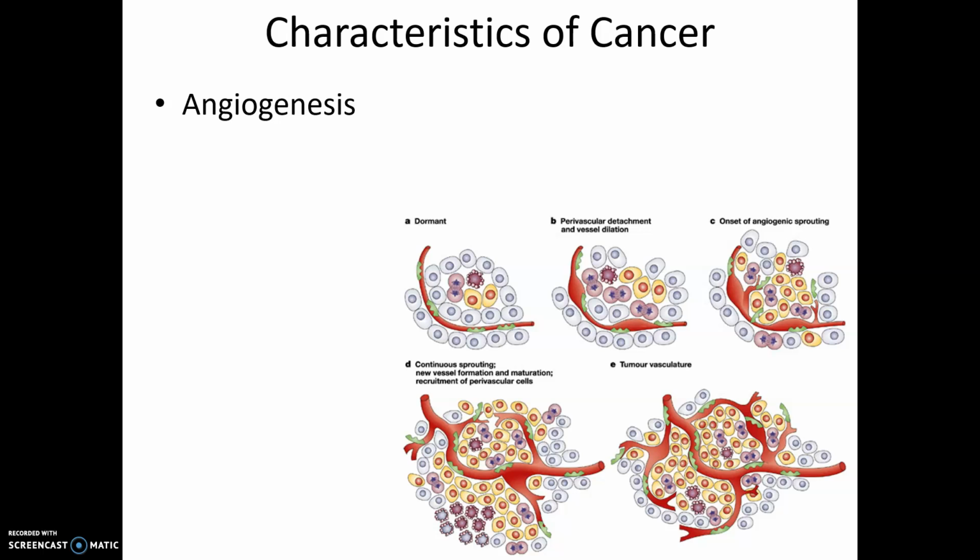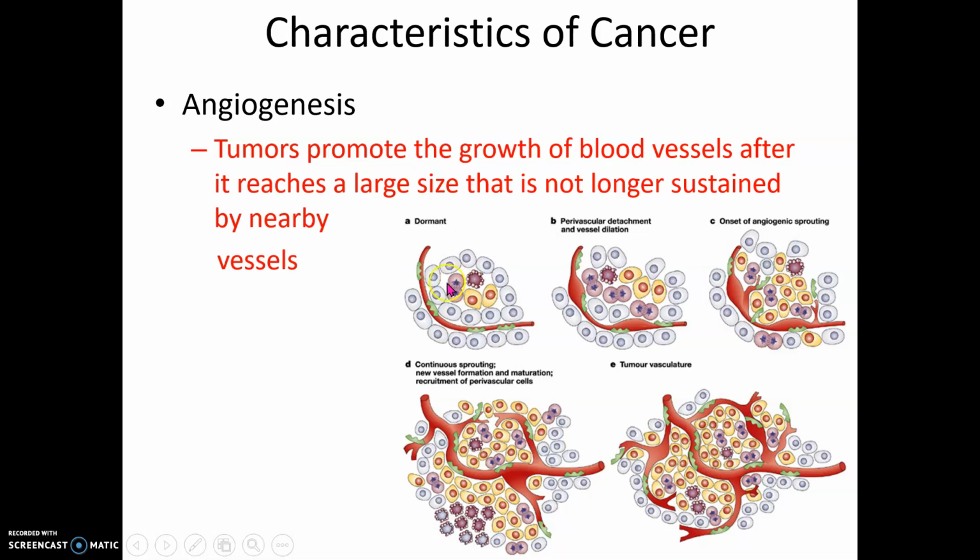Now, another neat characteristic of cancer is angiogenesis. So cancer has the ability to cause blood vessels to grow inside, to vascularize it so that it can still survive.